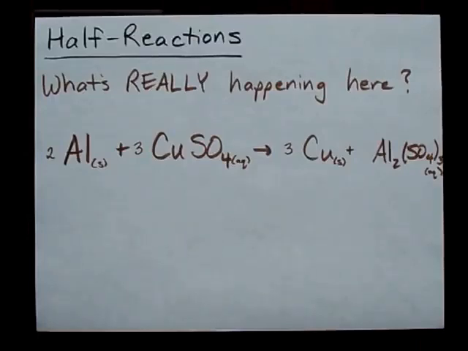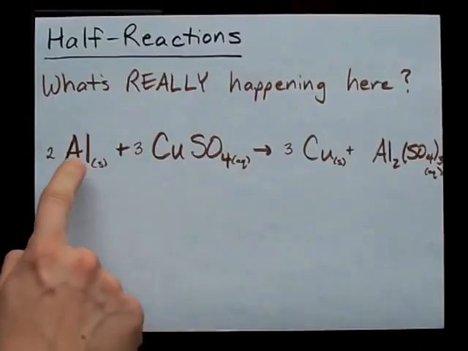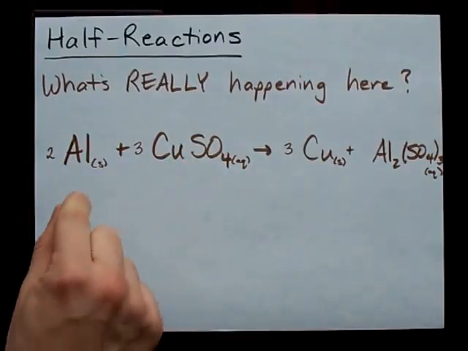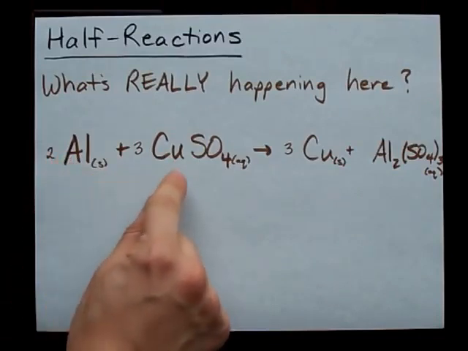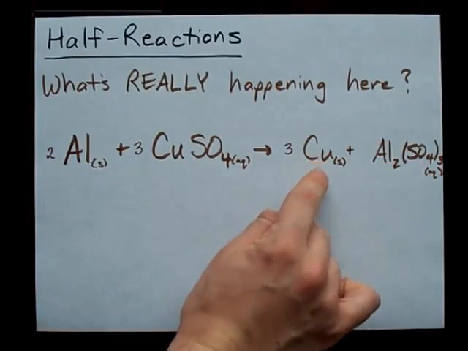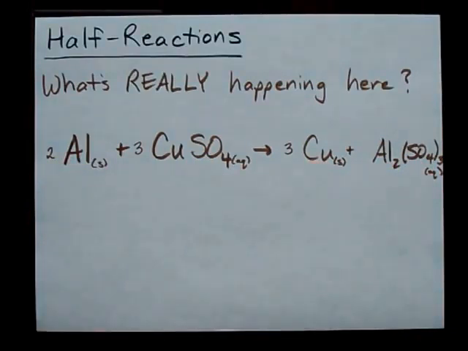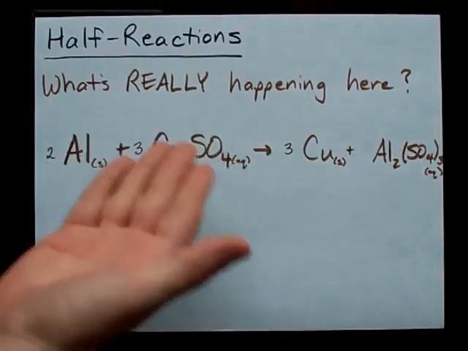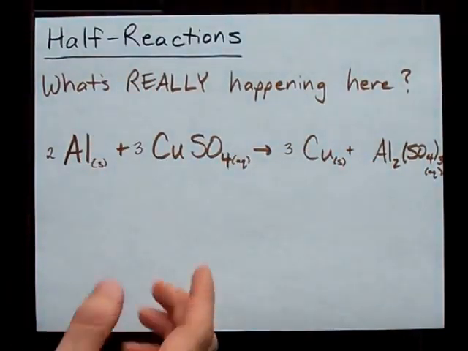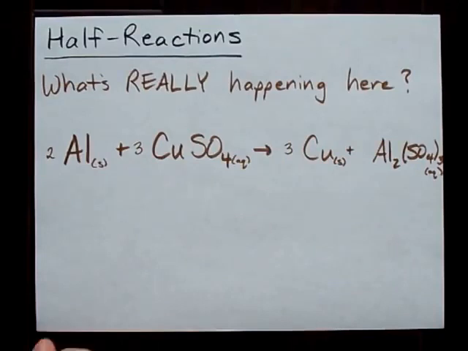Hey guys, what happens when you combine solid aluminum and put it into a solution of copper sulfate? Well, what happens is the aluminum bonds with the sulfate instead to make aluminum sulfate, and the copper comes out as a solid. We can explain how this happens using electrochemistry, and the first way that I want to explain it involves using the oxidation numbers to see what's happening to each atom individually.